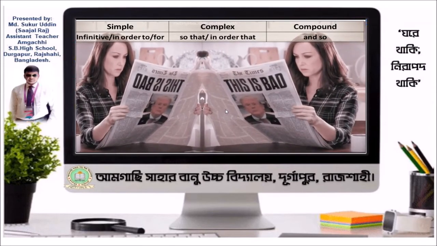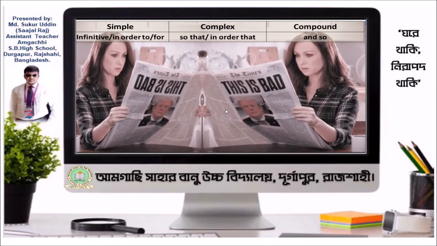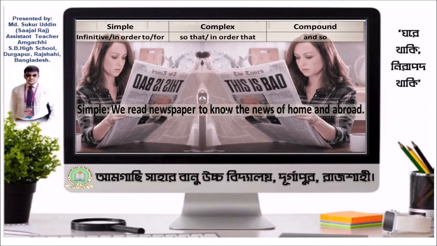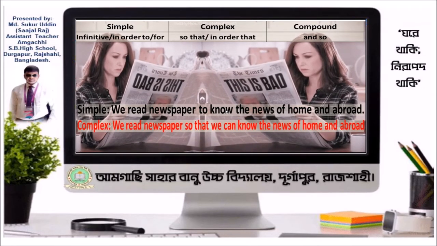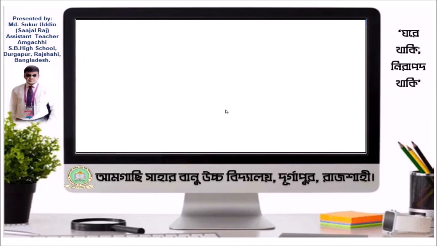Simple. Infinitive or "in order to" or "for"; "and so that" or "in order that" for complex; and "so" for compound. Okay, simple: We read newspaper to know the news of home and abroad. Complex: We read newspaper so that we can know the news of home and abroad. And compound will be: We read newspaper and so we can know the news of home and abroad.